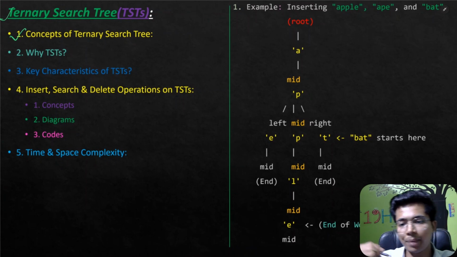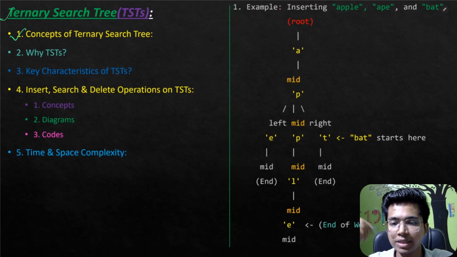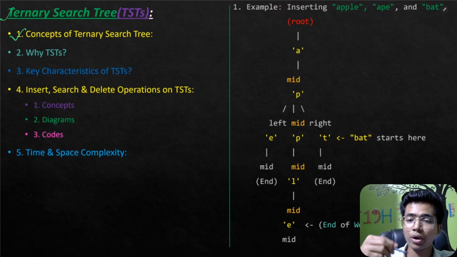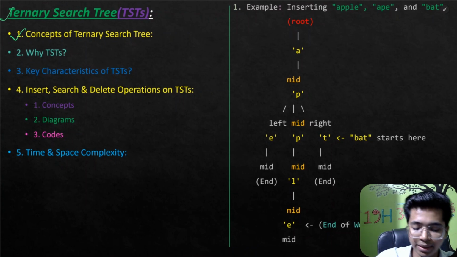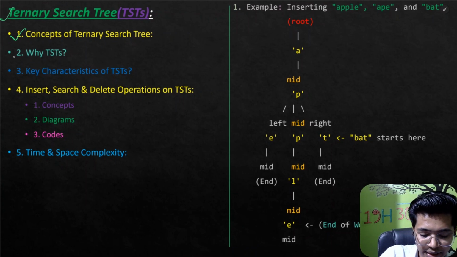Second, why TSTs? That means why do you require ternary search trees? We will know that reason because there is already the prefix trie, then we got the compressed prefix trie that optimizes the memory space. Although we have those tries, why do you need the TSTs, that is ternary search trees? We will discuss that one also.